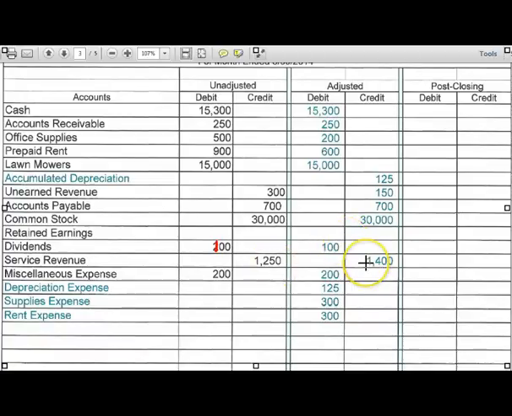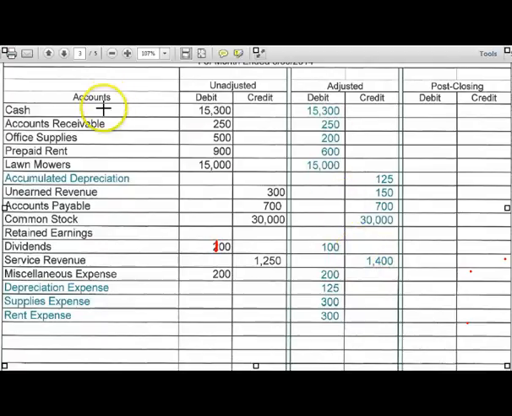Service revenue went up because we earned some of this unearned revenue. Okay, and the miscellaneous expense stayed the same, and we have 3 new expenses here. And if I scroll down, here I can see my debits equal my credits. Okay. From the adjusted balances, we will write out our financial statements.